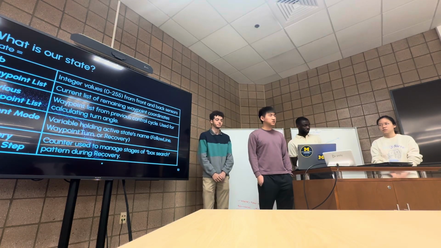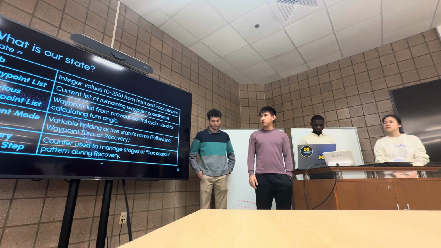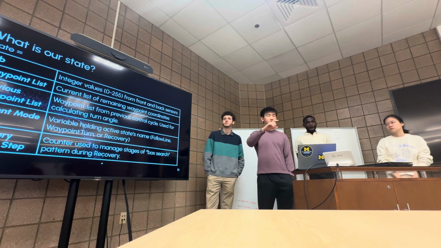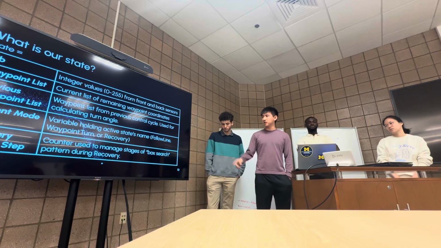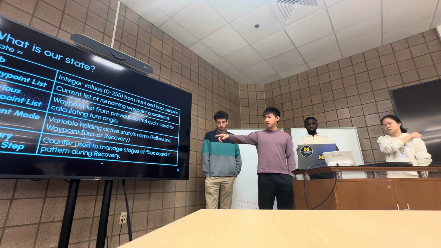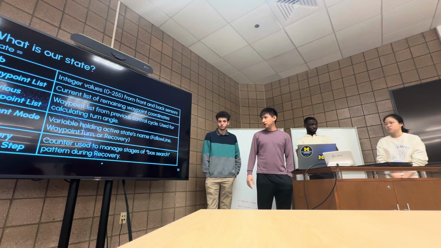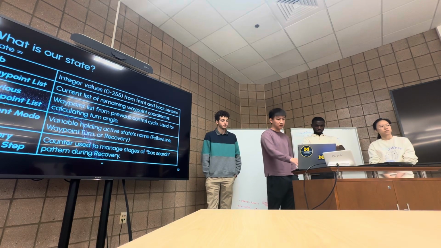So to start with our state, we'll have F and B, which are the values from the front and back sensors. We'll have a list of the current waypoints. We'll have a previous waypoint list to compare to the current waypoint list. We'll have the current mode, which is follow line, waypoint turn, and recovery. And then a recovery search step, which is just a counter to manage a box search pattern that we'll use during recovery, and we'll go more into depth later.